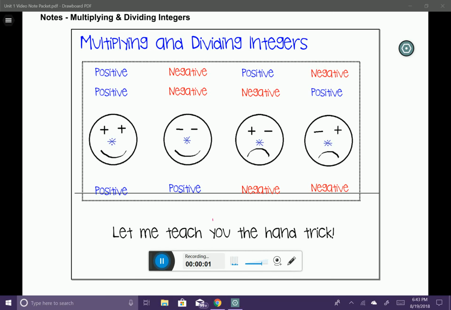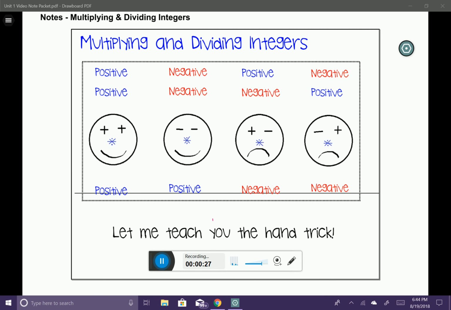In this lesson, I'm going to show you how to multiply and divide integers. Let's start by looking at this little picture that we see here. This picture is really a little tool to help us understand what happens when you multiply and divide integers. What's great is that the rules that we're going to talk about here apply for both multiplication and division. So you don't need to distinguish between the two operations.